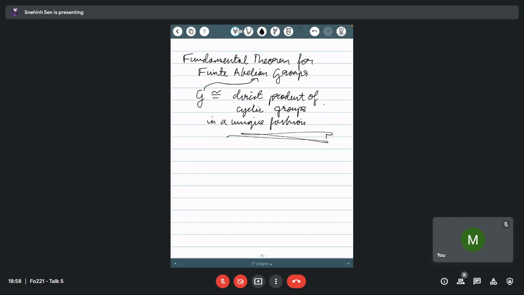So, the structure for finitely generated groups is harder. Have you seen finitely generated groups before? No, finitely generated abelian groups. Let me clarify. Like, what do I mean by finite generation?